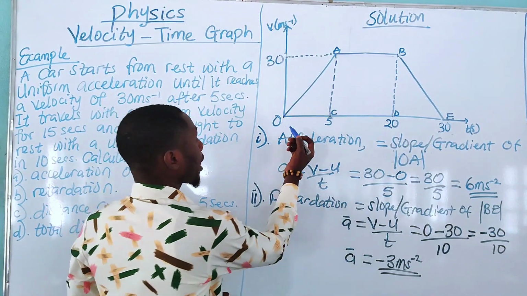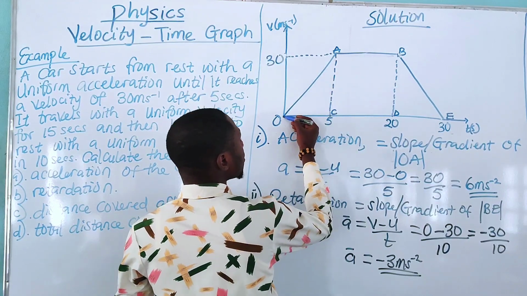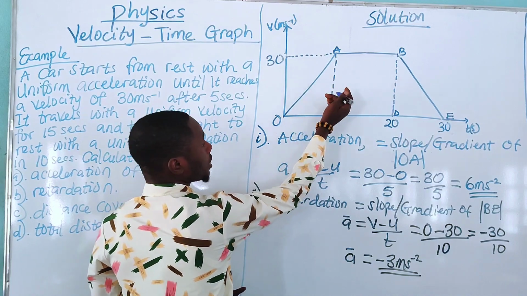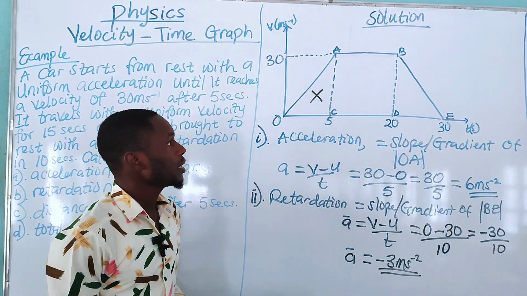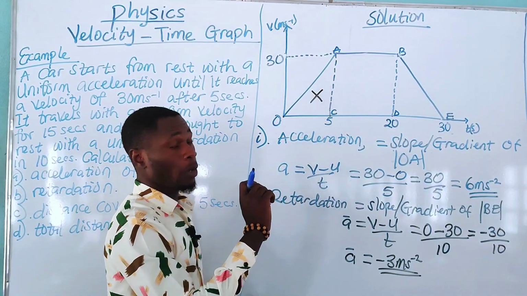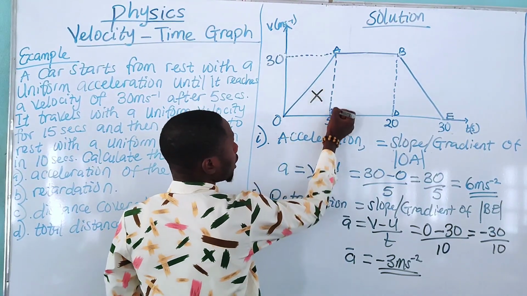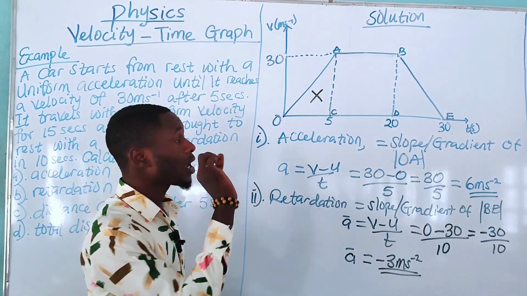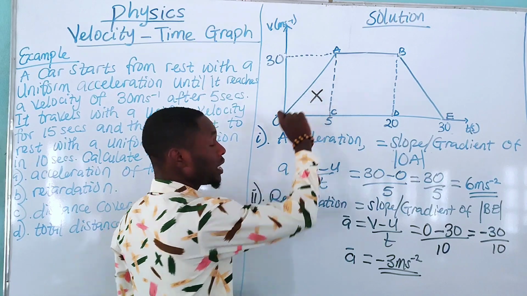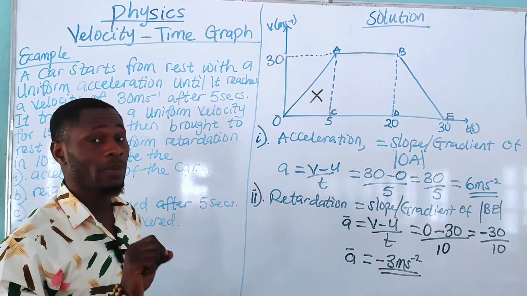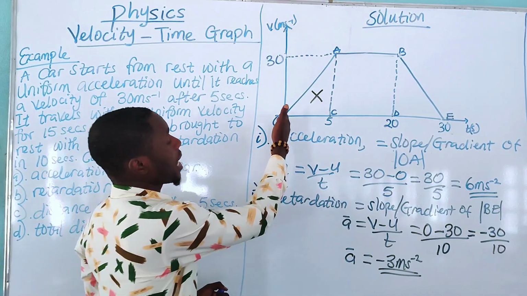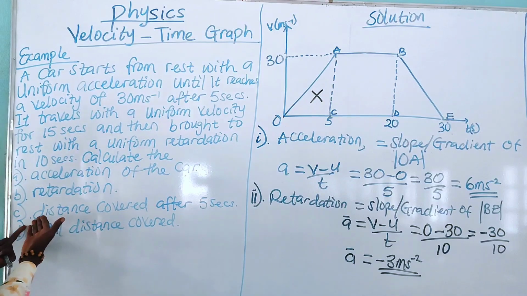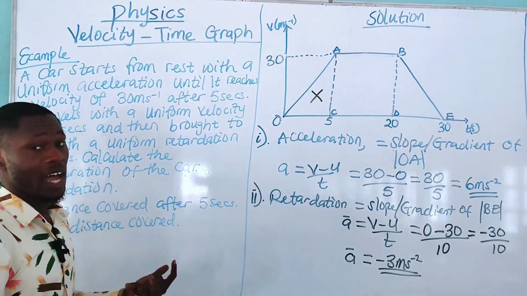So what do you mean by that? Along this part, OA, when the body was moving uniformly, when you look at the shape, we are having a triangle. Let's call this x. So you will believe with me that along OA, the plane figure we are having there is a triangle. So if we can find the area of this triangle, that will denote the total distance covered by the body when it was accelerating uniformly, or when the time was just 5 seconds. So we have to find the distance covered after just 5 seconds.